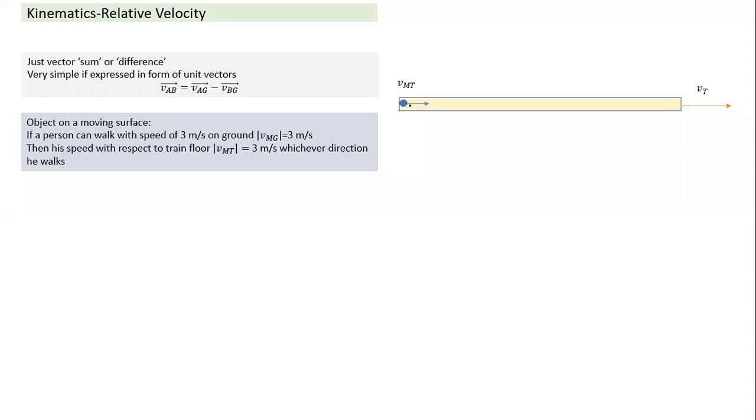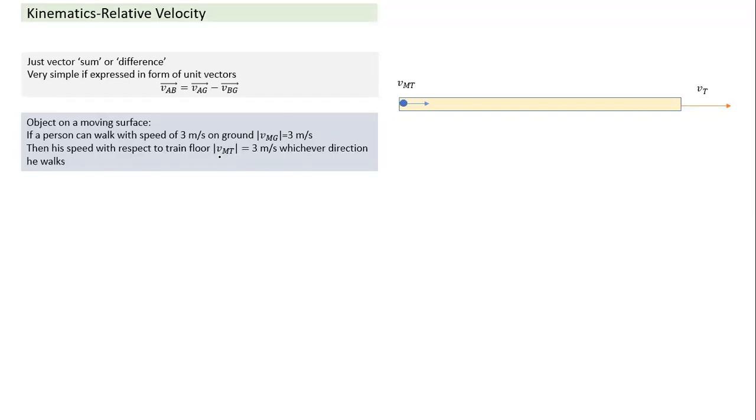Now he's not walking on still ground, but to that man it appears the same as walking on the ground surface. We are not talking about shaking of the train and other things. If the man is walking on the train the same way he walks on the road or the ground surface, what will be constant now? His velocity with reference to the train surface will still be 3. Vmt will be 3. This is important.